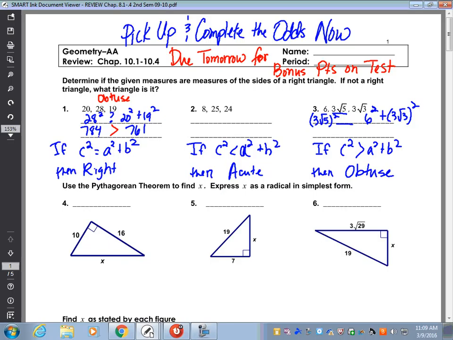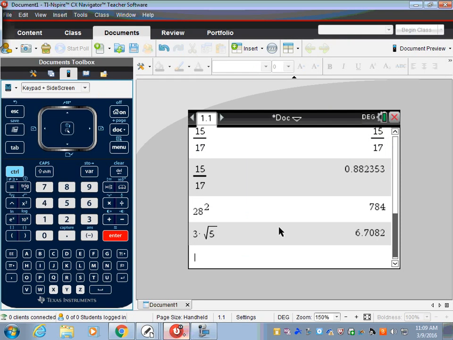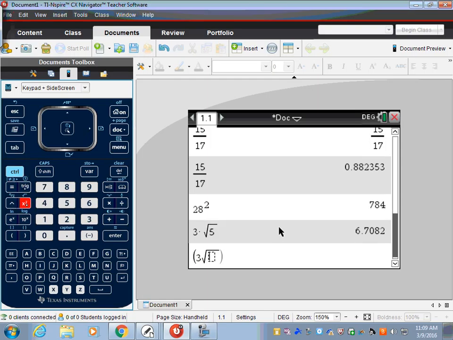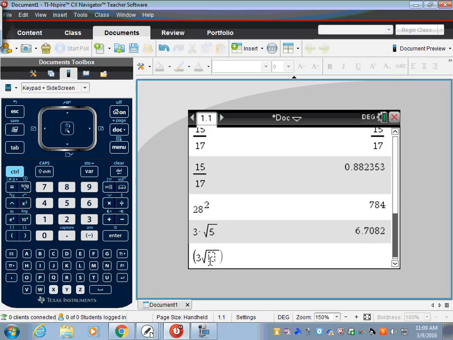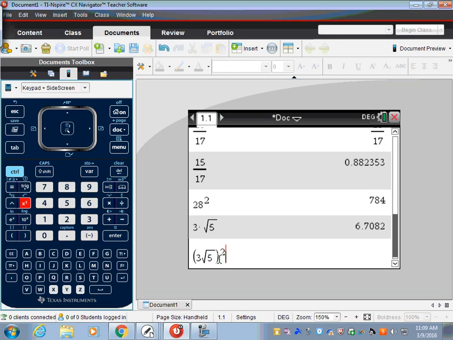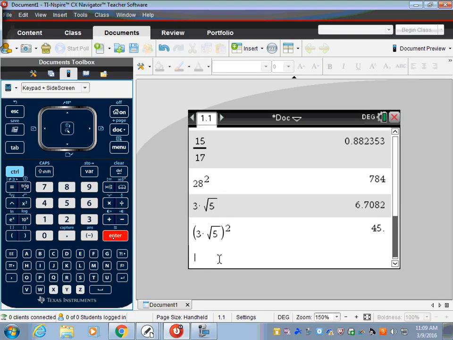So if I put this in the calculator with parentheses, it will give me the answer. The parentheses are by the 0. You would have to type in the 3, then do the radical sign, then put the 5 underneath the radical sign. Then you have to put the square outside the parentheses, exactly like I wrote it. And you just hit enter, and it gives you the answer: 45.